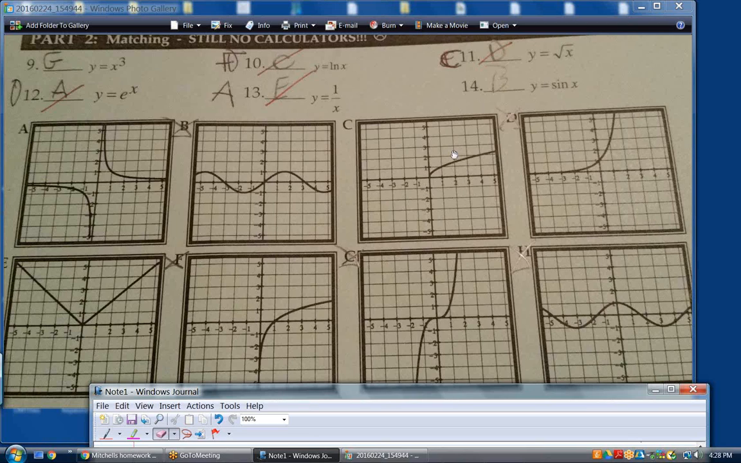There's only one function that looks like this. Notice what's unique about this function. Its domain is all positives, no negatives, and its range is all positive, no negatives. That's this function right here. X has to be positive or 0, and y has to be positive or 0. And there's not very many functions that look like that.